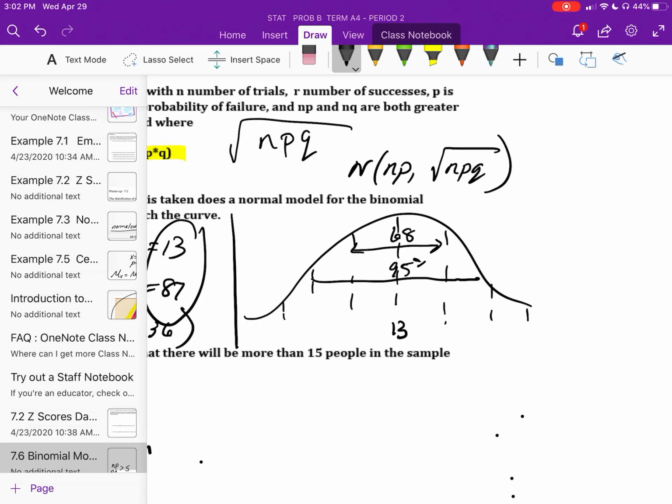95%, and 99.7%. So it's normally distributed where the mean is 13 and the standard deviation is 3.36.